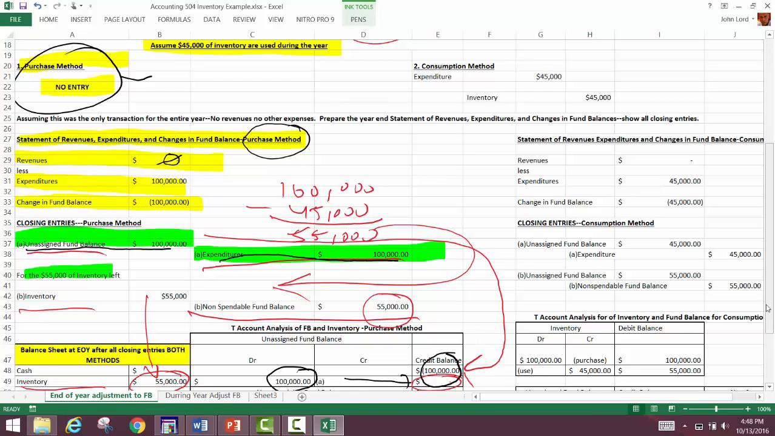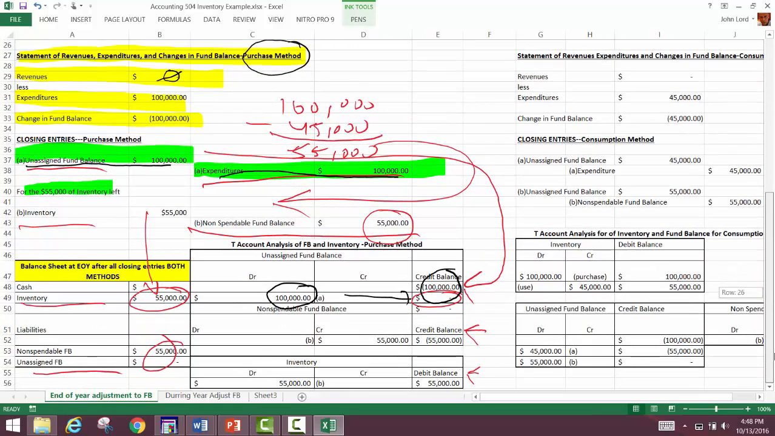Okay, but then under the purchase method, what they expect of us is we will set up an amount for the inventory, and so we'll go ahead and debit inventory for what still hasn't been used. What still hasn't been used? Well, we purchased 100. We used 45, the problem told us, so there's still 55,000 that's unused. So we'll debit inventory for 55,000. That establishes the inventory. And we credit non-spendable fund balance for 55,000.